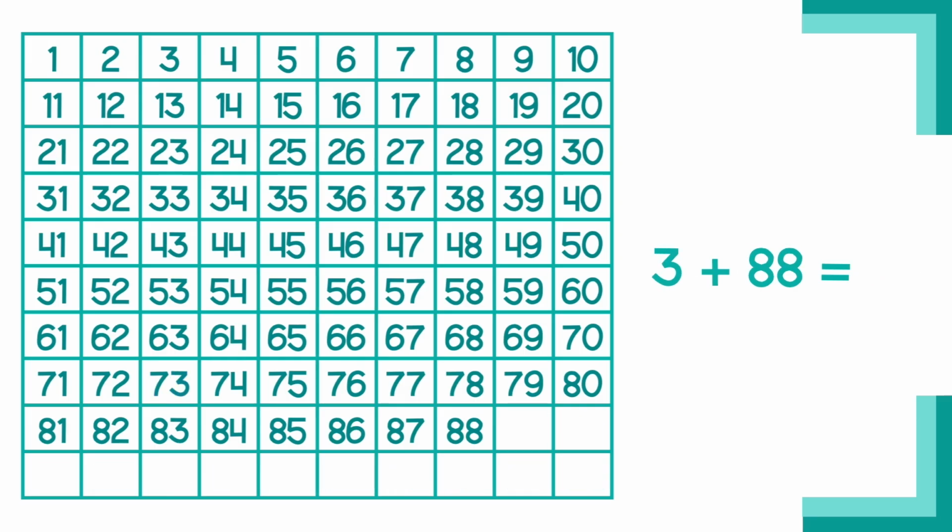Nice! Last, we have 3 plus 88. Let's start at 88 since it is the larger number. Here it is. Now let's count forward 3 times to add 3. This time, some of the numbers are missing in our chart. We'll fill them in as we count forward. 89, 90, 91. We landed on 91, so 3 plus 88 is 91.